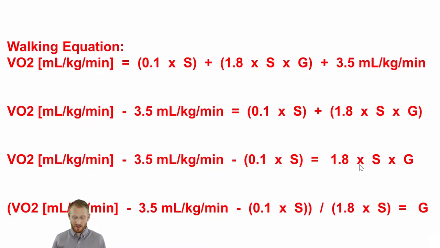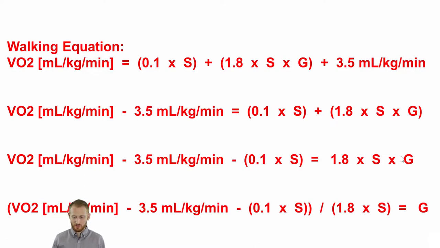And so we end up canceling out on the right side, and we have minus, in parentheses, 0.1 times speed. All right, so now we don't need the parentheses on the right side because everything else is gone from the right side. We still have 1.8 times speed times the grade, so we can get rid of the 1.8 times the speed all in one swoop, just like we did with this function here.